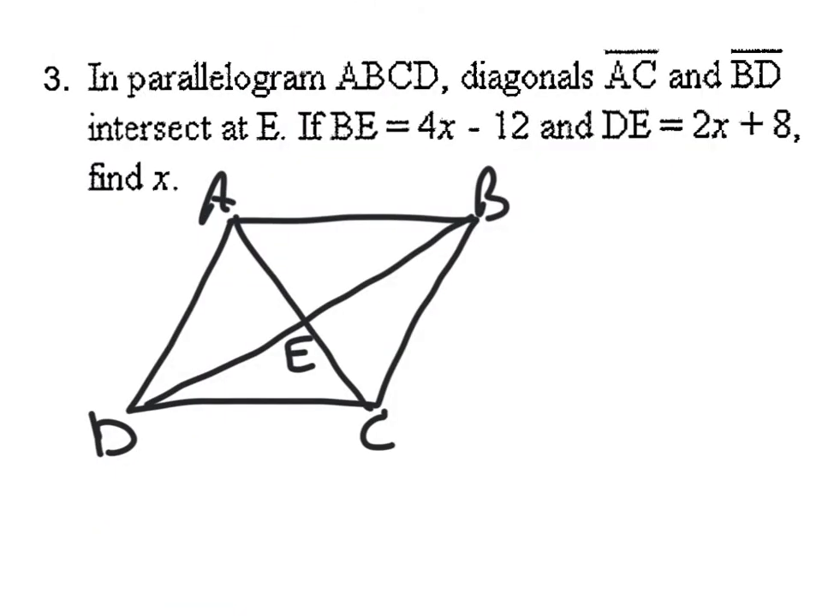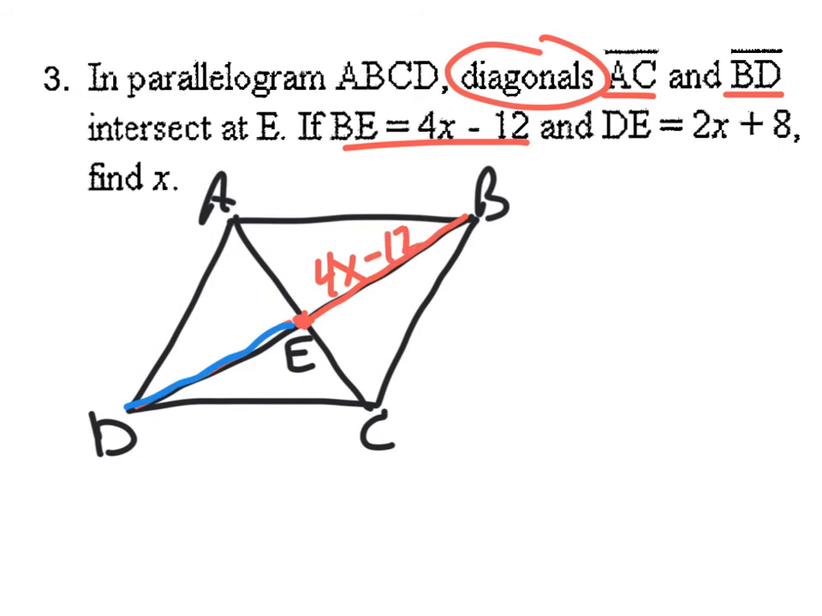In question 3, if we take a quick read, it's talking about diagonals, AC and BD. So if you notice, I set myself up a little parallelogram, labeled it A, B, C, D, labeled the intersection in the middle E. So now I have BE right here, and I have DE right here. Let me put DE in blue, actually. So I got BE in red, I got DE in blue. It's telling me that BE is 4x minus 12, and then it's telling me that DE is 2x plus 8.